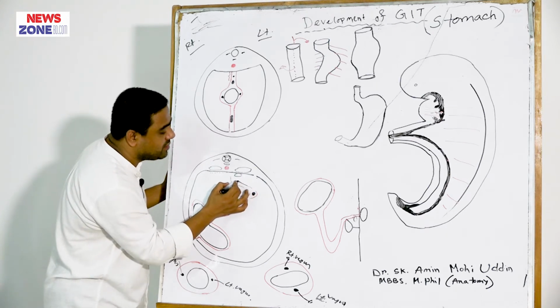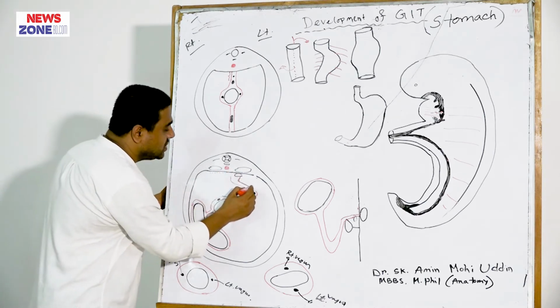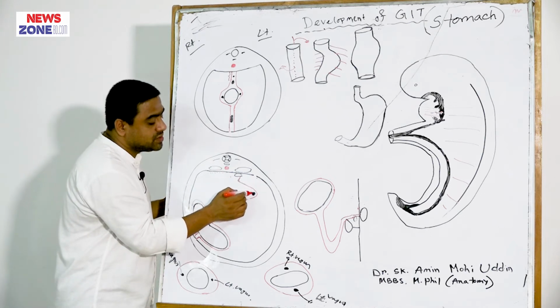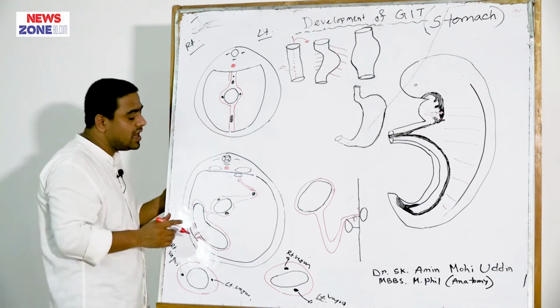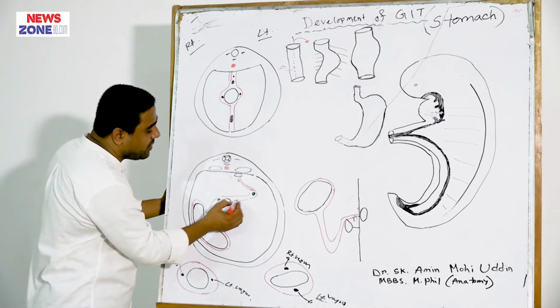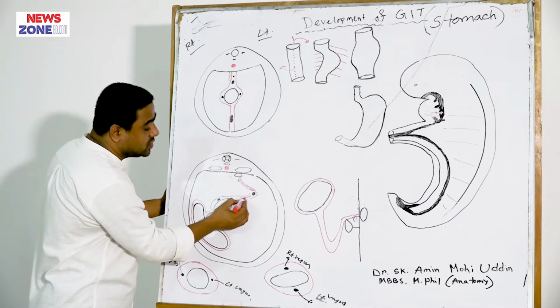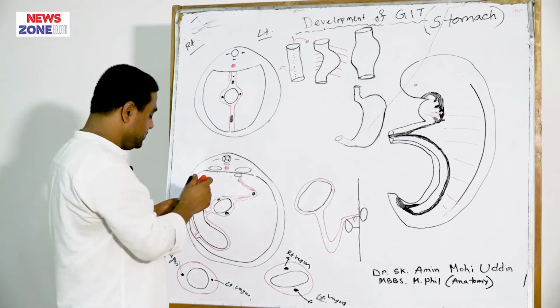Only the tail of the pancreas is now covered by the dorsal mesogastrium, and this portion of the dorsal mesogastrium between the spleen and the tail of the pancreas becomes a ligament, known as the lienorenal ligament. The portion between the stomach and the spleen also forms a ligament, which is known as the gastrosplenic ligament.